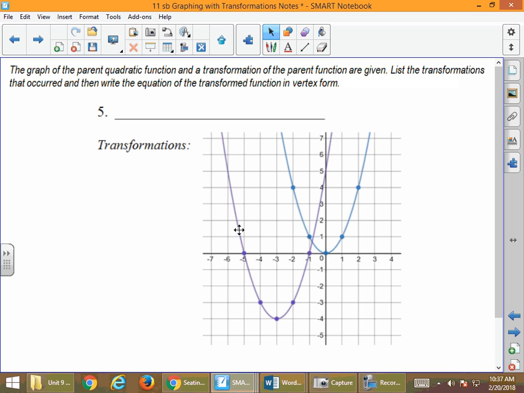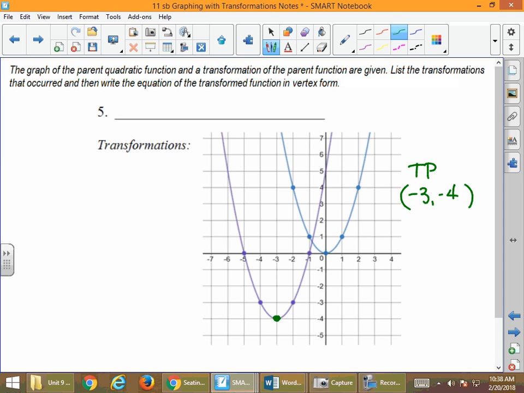As we take a closer look here, our transformed function, what's the turning point of that? And turning point, remember, also means vertex. Well, it's this point right here, and that is -3, -4. So I'd like to list the turning point. That's a personal preference there. But in fact, what happens when we find that turning point is we had to go left 3, and we went down 4.